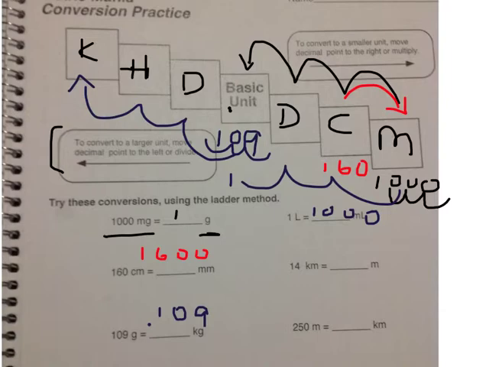Try the next one on your own. 14 kilometers, and we're going to meters. So where would that 14 kilometers be on the metric ladder? Right here. And we're going to the base unit. 14,000 meters.